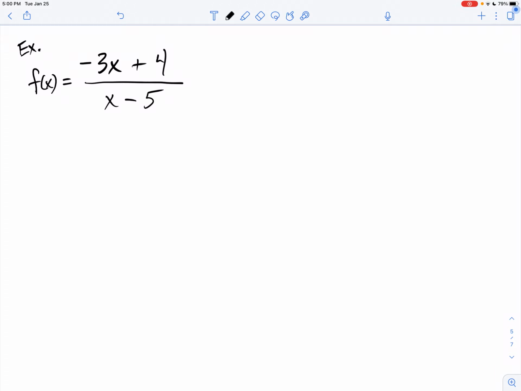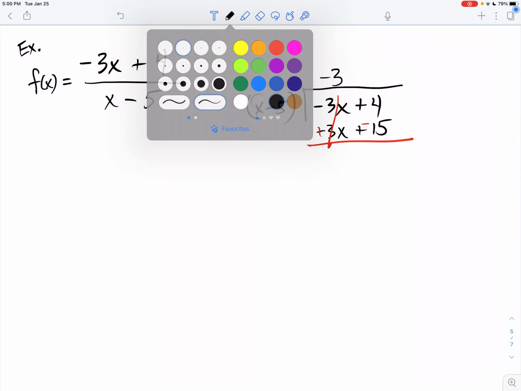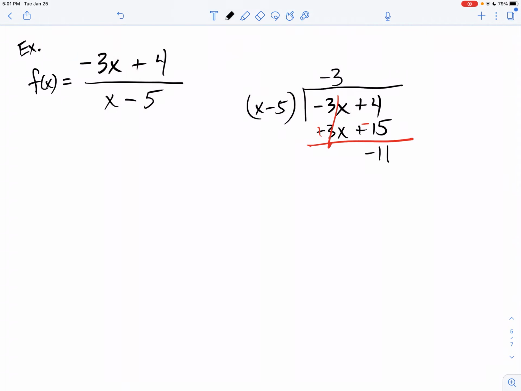Okay, I assume you did that, so you just hit play, and you're waiting to see if your answer is correct. So let's go through it. I'm going to take that divided by that. I'm going to say I need a -3 up there. -3 times that is -3x. Then minus times minus would be plus 15. But wait a second. I'm going to now subtract this information, which means change all these signs. And I'm going to end up with a grand total over here of -11.